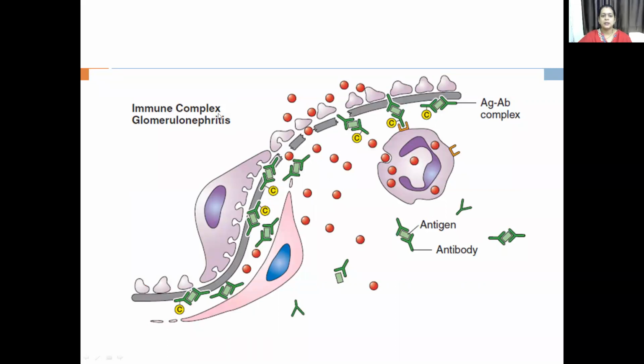The second one is immune complex glomerulonephritis. It can be lupus, IgA nephropathy. So here we are seeing the immune complexes which are formed as a result of circulating or in situ antigen and antibody, which react and get deposited here. You are seeing the antigen-antibody complexes activating the complement pathway also. So this is a diagram representing immune complex glomerulonephritis.